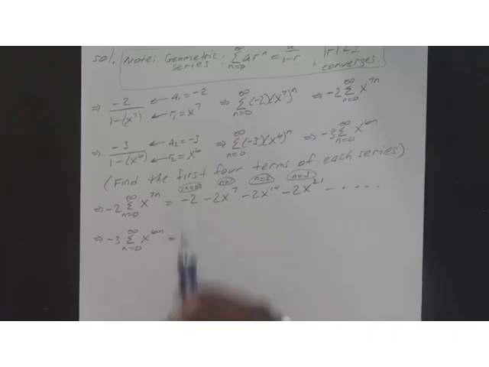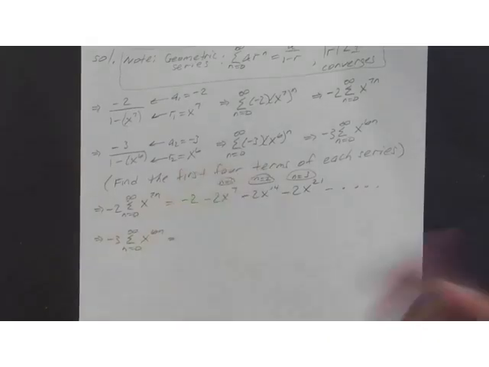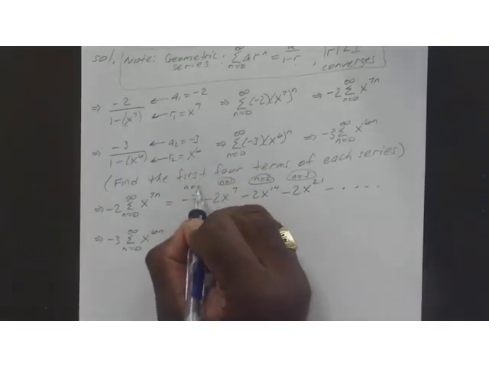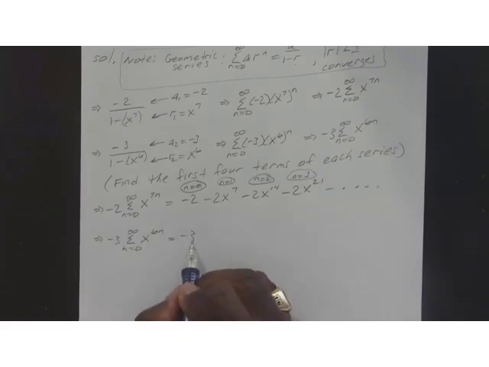Okay, well, when n is equal to 0, let me get rid of that parentheses there. There we go, just to straighten that up a little bit. So when n is equal to 0, we have x to the power of 6 times 0. So x to the power of 0 is 1 times -3, which is just -3.